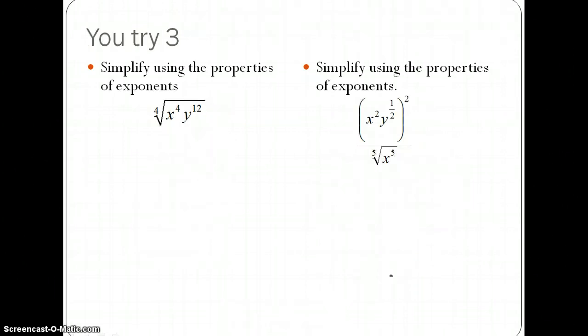So for your 2 u-tries, you have the 4th root of x to the 4th y to the 12th, and then x squared y to the 1/2 quantity squared divided by the 5th root of x to the 5th. The goal, again, is to put everything into terms of the exponents and then to use the properties that you know about exponents.